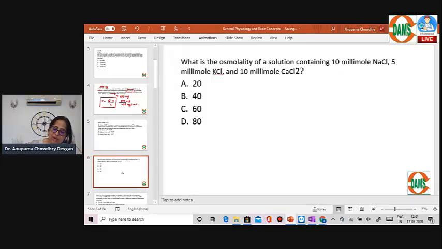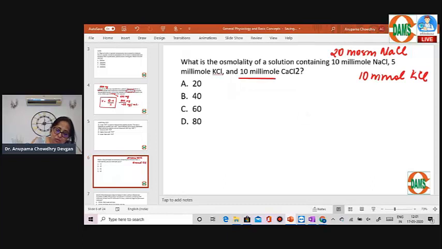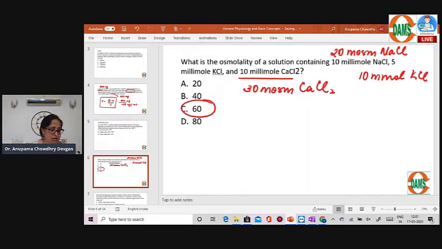So 10 millimoles of NaCl will be 20 milliosmoles of NaCl. 5 millimoles of KCl will be 10 milliosmoles of KCl. 10 millimoles of CaCl2 will be 30 milliosmoles of CaCl2. Please remember, how do you convert a mole into osmol? Multiply by the number of freely moving particles liberated by that substance in solution. So 20 plus 10 plus 30 will be 60 milliosmoles per liter. Absolutely right. This is basically to test whether you remember how to convert moles into osmoles.